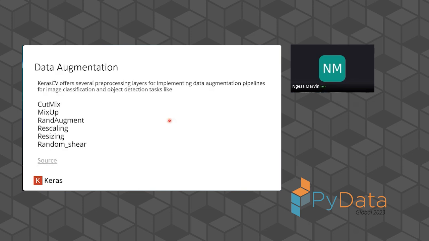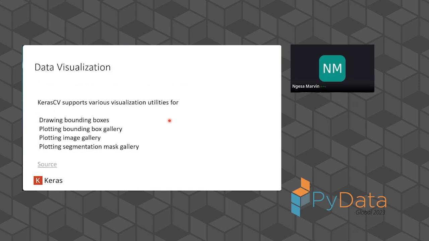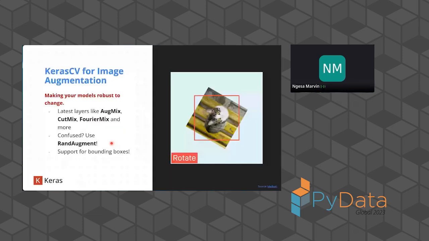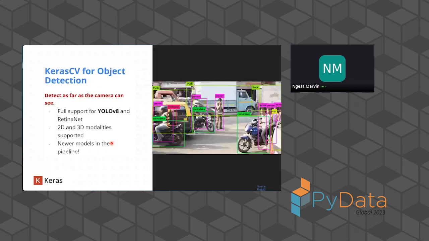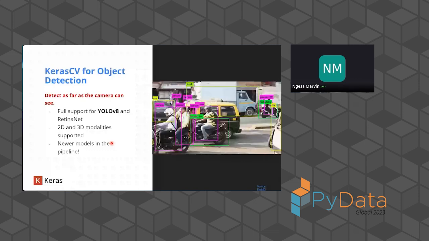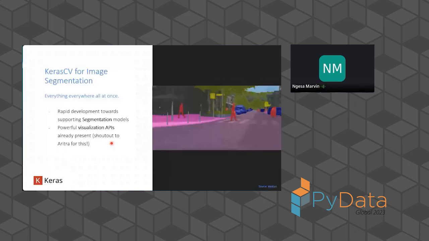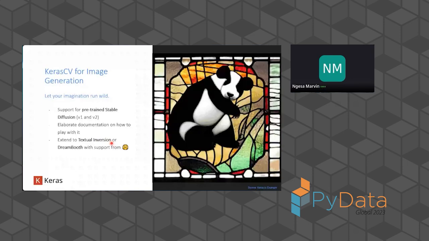Use of data augmentation could easily help you to reduce overfitting if you are training a model. Things like CutMix, RandAugment, rescaling, resizing, random shear. And data visualization also provides you with a range of things, like all these ones here. You can see how it looks like. Use of object detection: you can see here it has full support for YOLOv8, and so on. Segmentation is there as well.